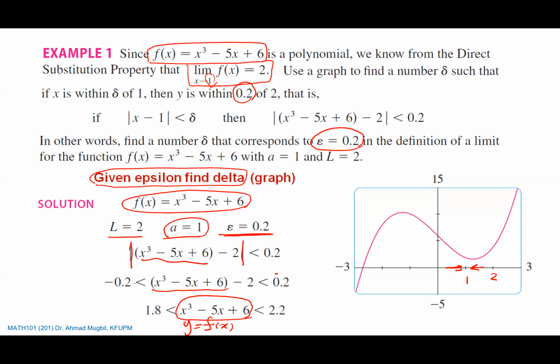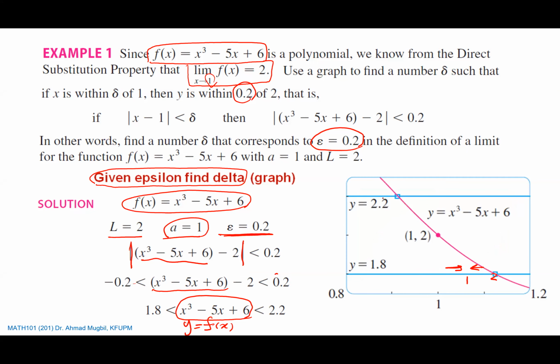Here it is. Let's make an enlargement of the graph. So this is 2, this is 1. Now this is the maximum, 2.2, and this is 1.8. So this is in fact L plus epsilon. This is L minus epsilon. This is L. L is 2 in our case.